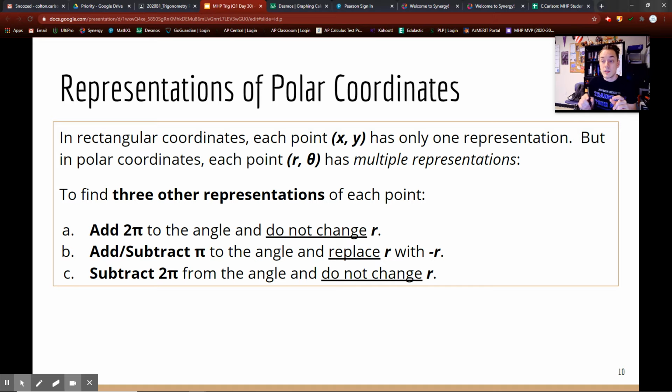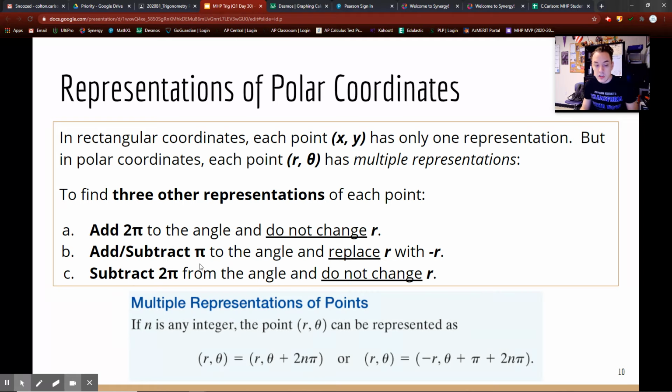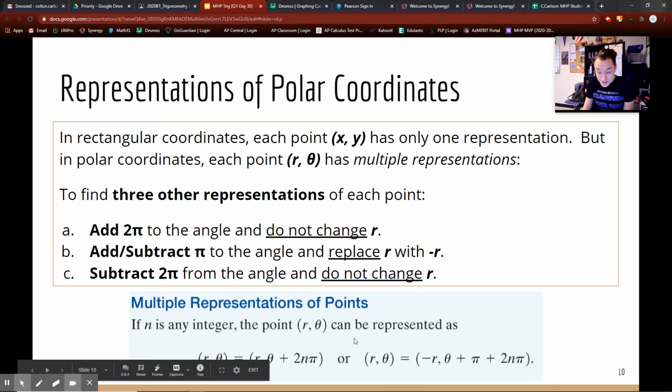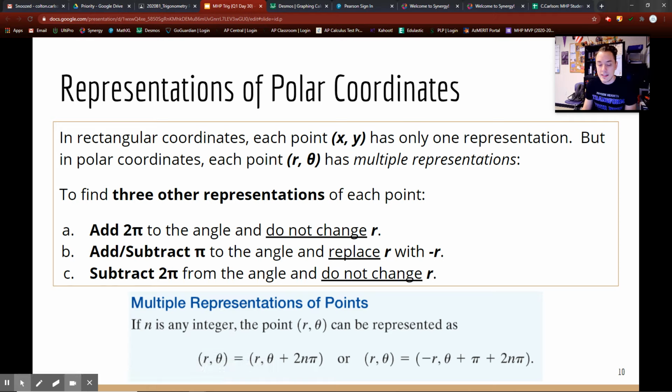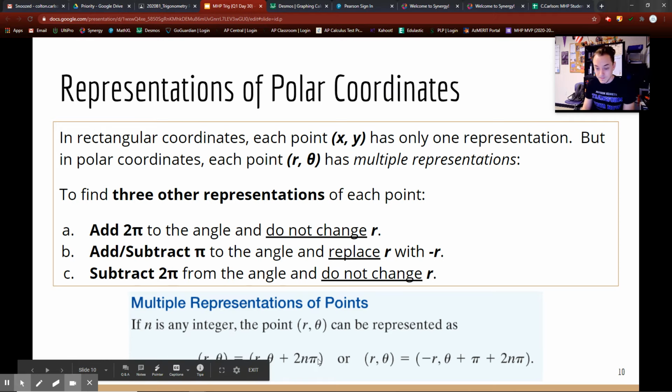But that's why I'm saying most of the time it does involve that. It depends on the interval, okay? And it also depends on the angle that you've been given. So the multiple representations of these points, essentially what you're going to be doing is this. This is like the formal way of writing it, essentially just plus 2 pi n here, or plus pi and then plus 2 pi n. I mean, that's one way to do it right here.